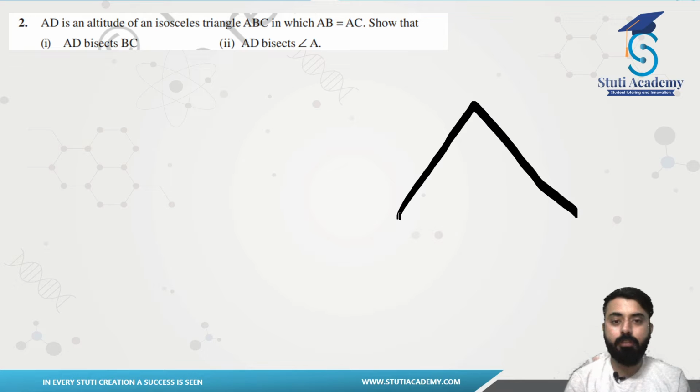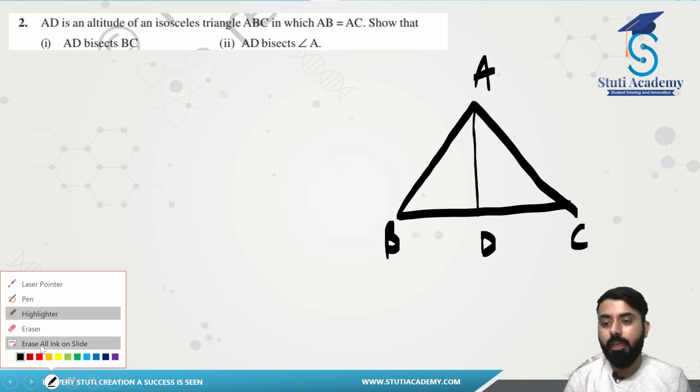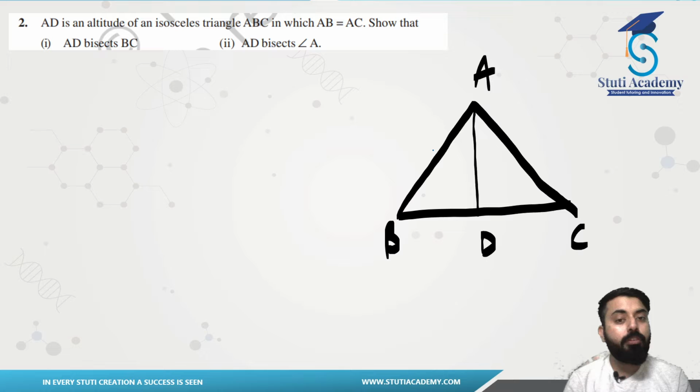This is the triangle, right? So this is the altitude here. This is A, this is B, and this is D, and this is C. Now you guys know, let me just use the ink. So these two sides are equal. That means if they are equal, then both of these angles will be equal, right? And this is an altitude, so this has to be 90 and that also has to be 90.